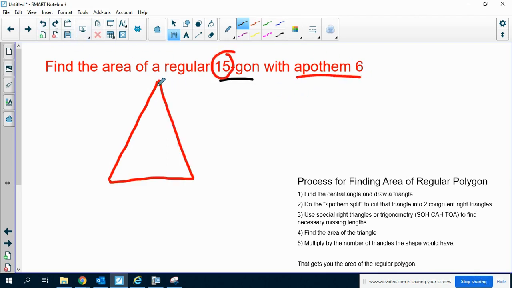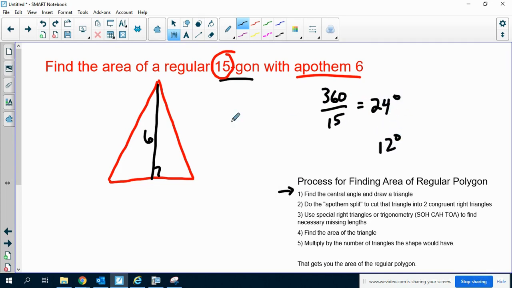The apothem is 6, so that's a 6. Find the central angle, 360 divided by the number of sides. That gives me 24. Then I do the apothem split and I divide that by 2. So that's going to be 12 degrees. I want to find x. I do not care about the length of the radius because that's not going to help me find the area.